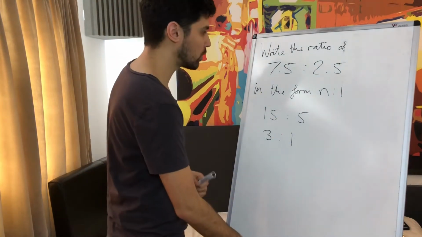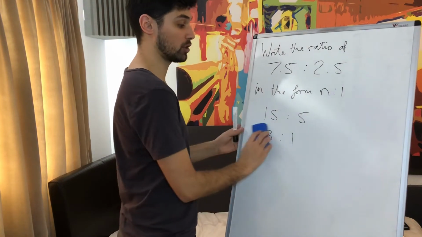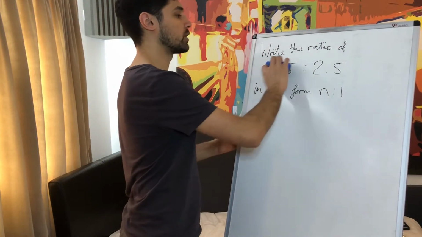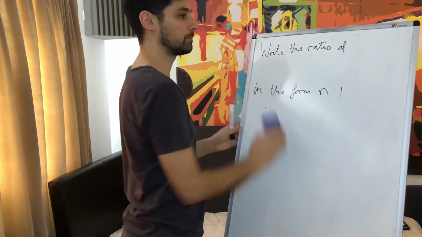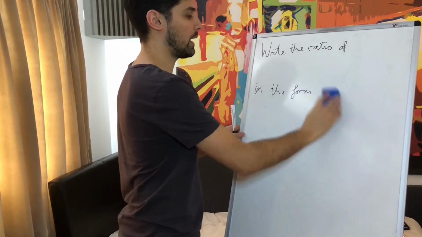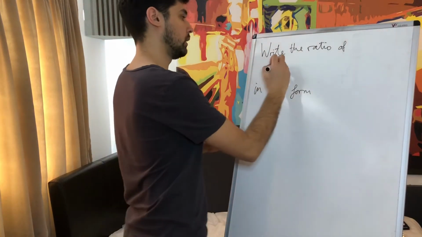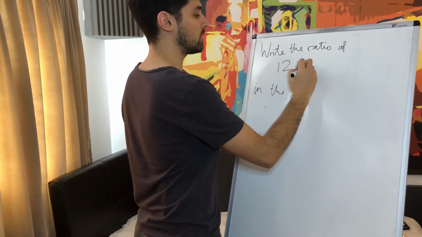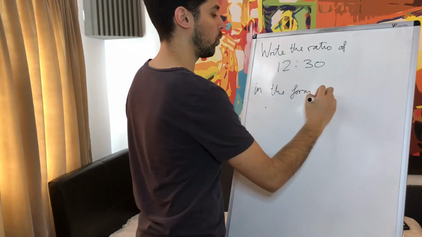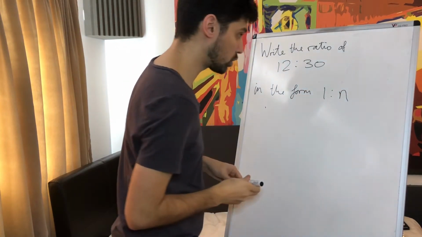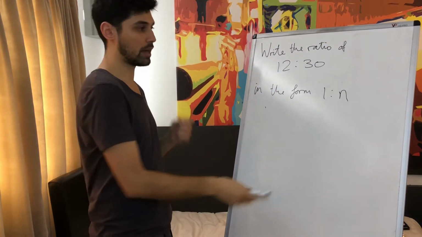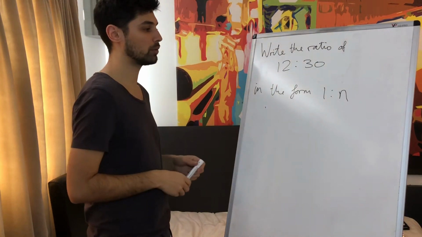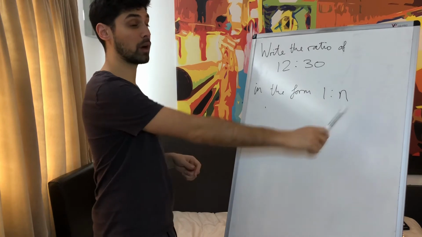Now let's talk about doing one where the answer is not going to be so nice, where it's not going to be a whole number necessarily. Let's try 12 to 30 in the ratio 1 to n. So switching it up here, it's now the left-hand number that's going to be 1, and we're going to figure out what the right number is.